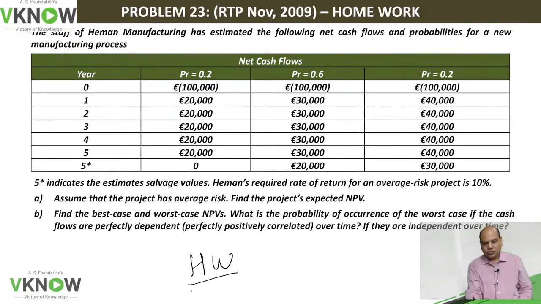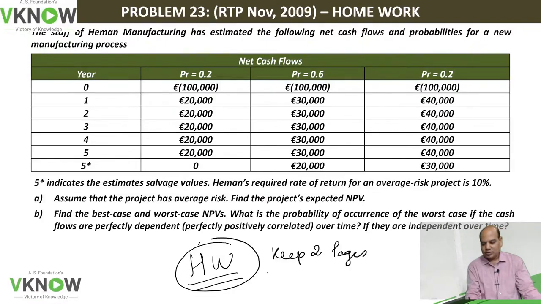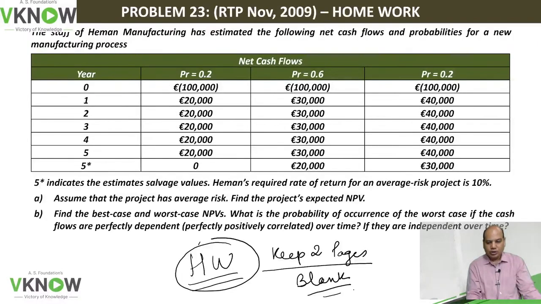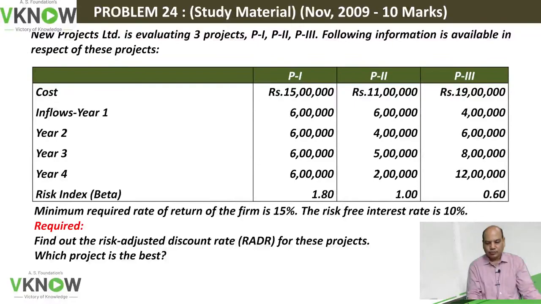One homework, write down same question. Two times I have solved it for you, so now you can do homework. Question number 23 is homework. Keep 2 pages blank for homework. Divya, do you have any query? Same question. Now please come to question number 24.